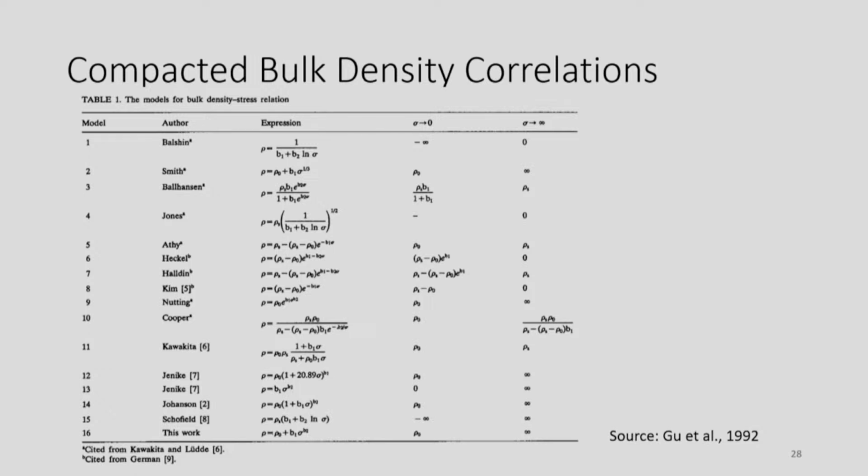Again, there are tons of equations, but the most common ones we'll talk about are the Heckel relationship, Kawakita. I'm not sure you would have learned about Jenike, Jenkins and Johanson. They have different papers, but the Jenkins and Johanson theory is very common when it comes to bulk solids storage and handling. Okay.